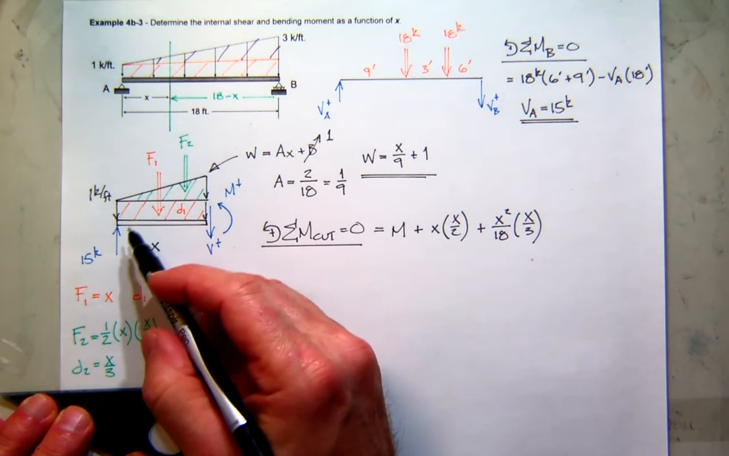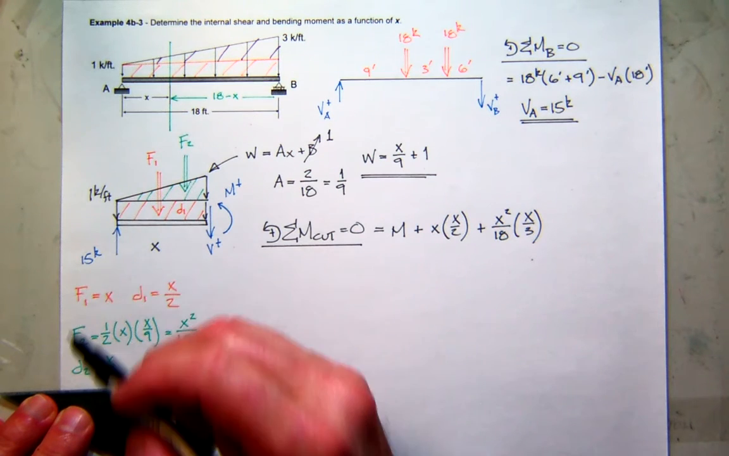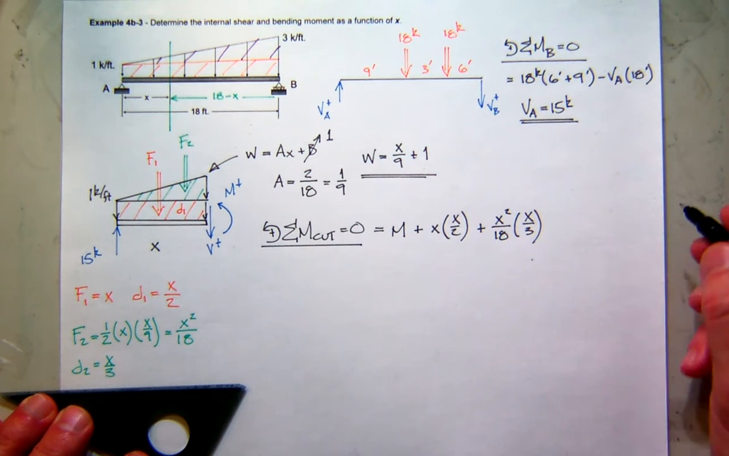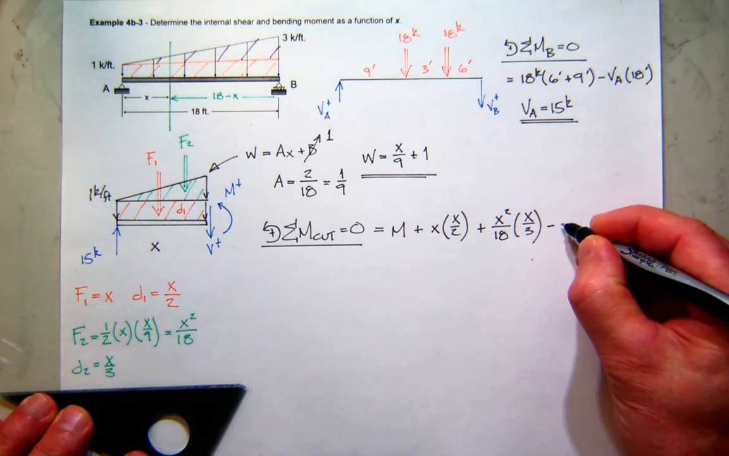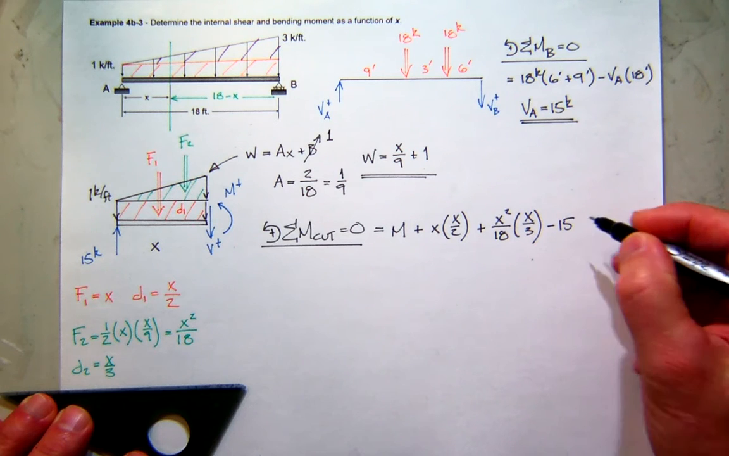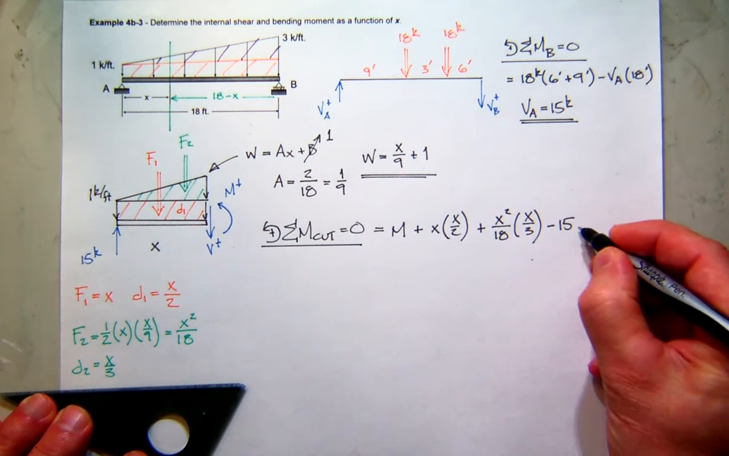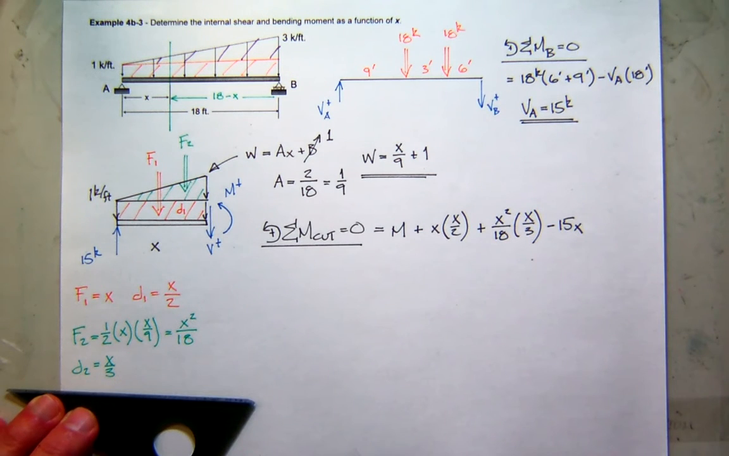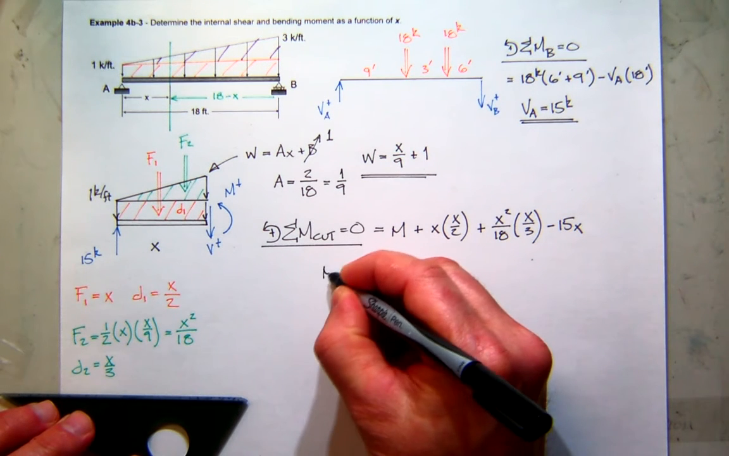And then get all the way over here, I got this 15. What kind of moment is that going to create, positive or negative? Negative. 15, and what's the distance? X. I think we got everything, right? So let's solve for the moment.